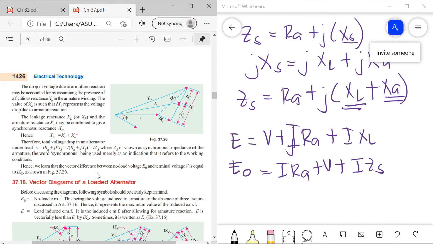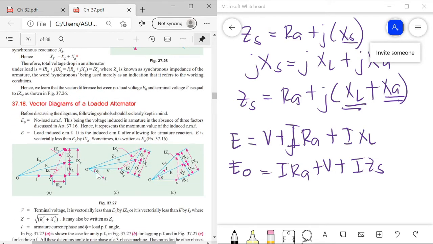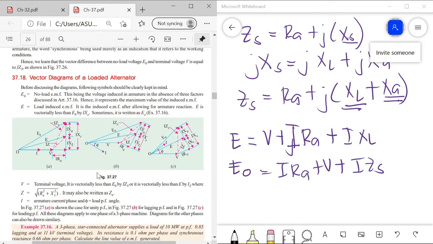So, vector diagrams of a loaded alternator. Before discussing the diagrams, the following symbols should be clearly kept in mind. E0 is the no-load EMF, this being the voltage induced in the armature in the absence of the 3 factors discussed. Hence, it represents the maximum value of the induced EMF.